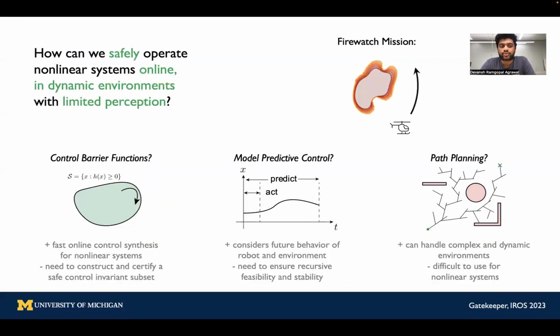The main challenge that we're trying to address is how can we safely operate a nonlinear system online in dynamic environments when there is limited perception. This is motivated by a classic aerial firefighting mission called the Firewatch mission, where this helicopter is tasked to figure out where the perimeter of the fire is without entering the fire as it's doing so. In this dynamic environment, it is difficult to use classical methods of safety critical controls because we have limited information about the environment and the environment is changing rapidly.